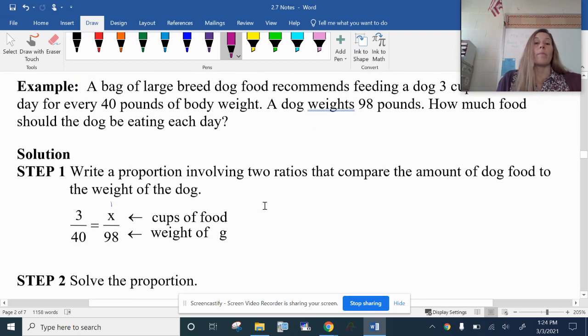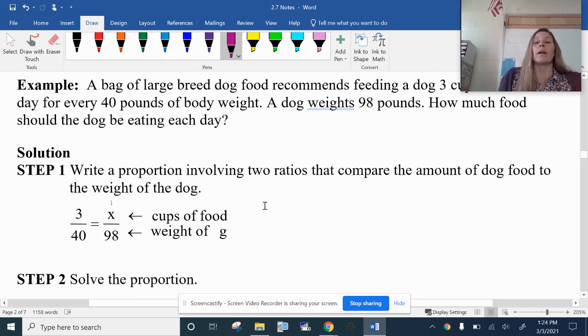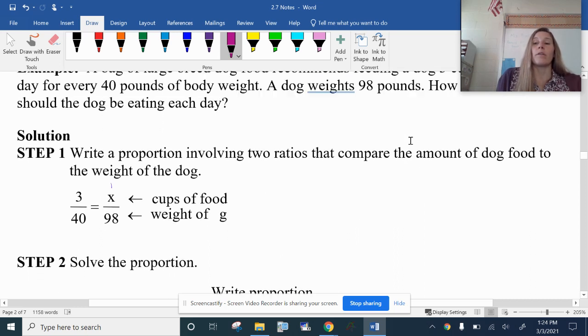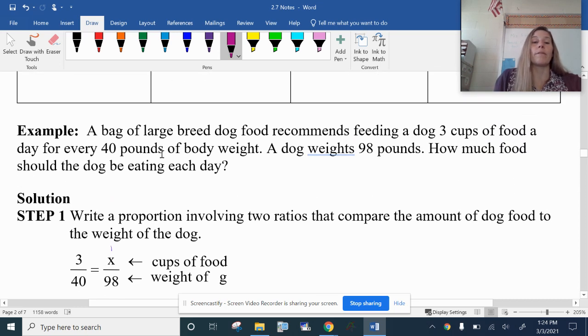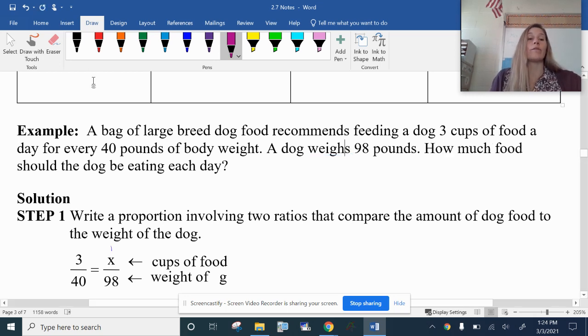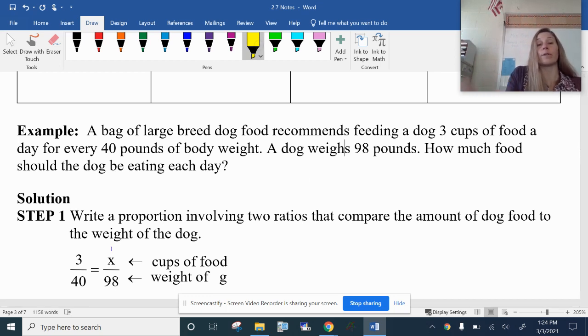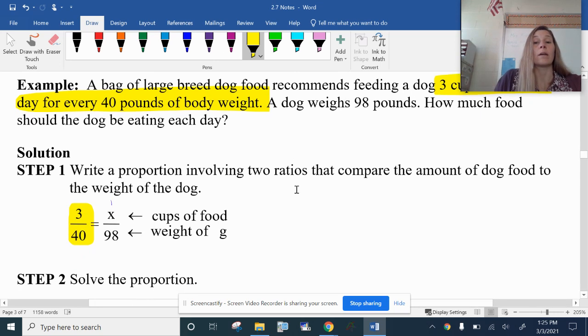So for example, a bag of large breed dog food recommends feeding a dog 3 cups of food for every 40 pounds of body weight. A dog weighs 98 pounds. How much food should the dog be eating each day? The first thing I usually do is look for my first ratio. It says 3 cups of food a day for every 40 pounds. So that's this first ratio here, the 3/40.